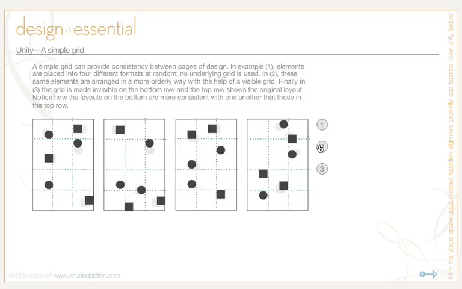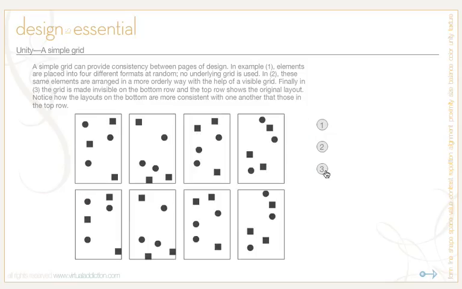Here in my second example, the elements are arranged in a more orderly way with the help of a visible grid. So you can see the grid that's being used here and how all these things line up, and I left the original positions of the items slightly grayed out so you can see how just moving them lines everything up. And then finally, when the grid is made invisible in the bottom row right here, and the top row shows the original layout, you can see that the layout on the bottom is more consistent with one another than those in the top row. It just looks a little more polished and everything lines up correctly.